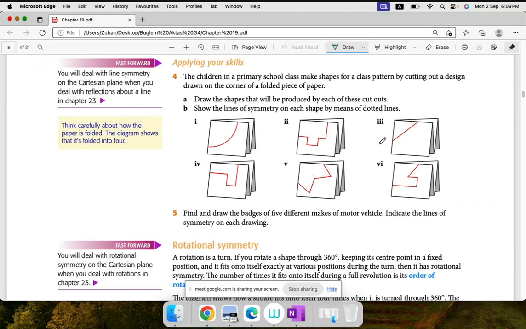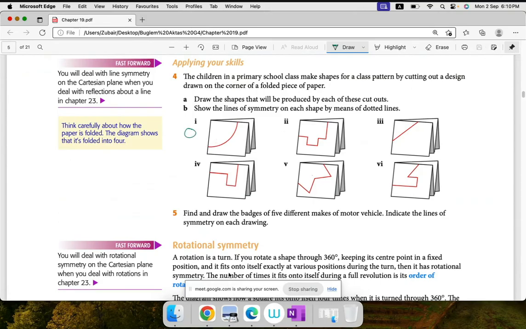A slight practice exercise applying your skills. The children in the primary school class make shapes for the class pattern by cutting out a design drawn on the corner of a folded piece of paper. Draw the shape that will be produced by each of these cutouts. So, what do you think would be in the first shape? Circle. That's right. It will be a circle.